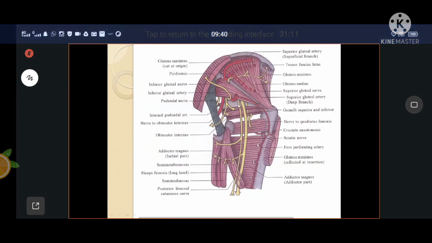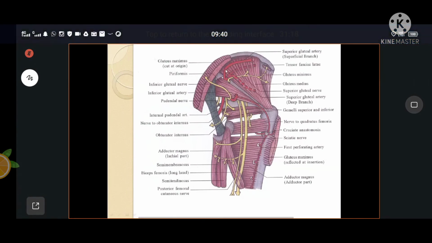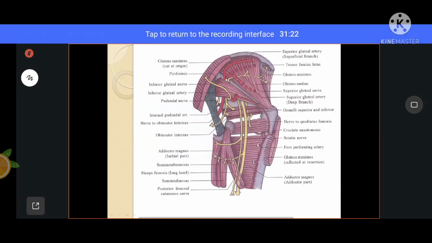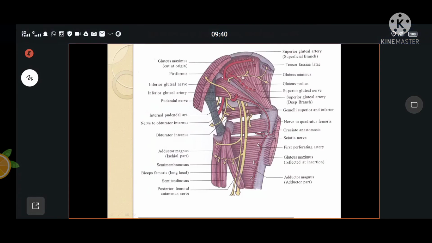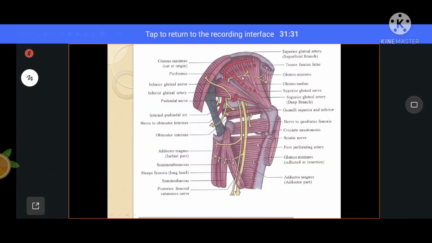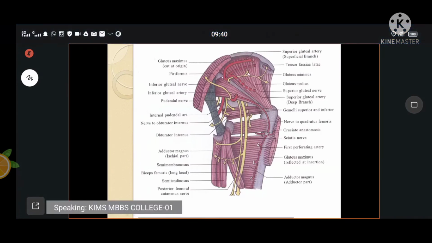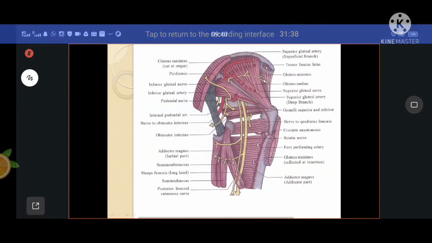So now we will see here. The structures which are emerging from the upper border of the piriformis muscle are, which artery is this? Superior gluteal artery. What is this artery? Superior gluteal artery. And you can see here the superior gluteal nerve. I already told you the superior gluteal nerve supplies three muscles, that is the gluteus medius, gluteus minimus, and one more muscle, that is the tensor fascia lata muscle, right?